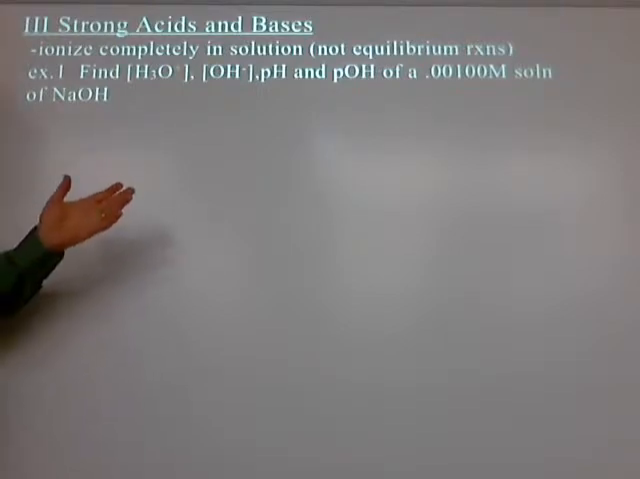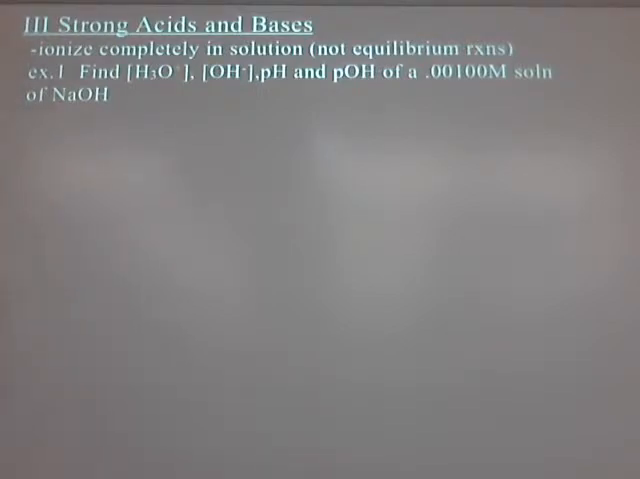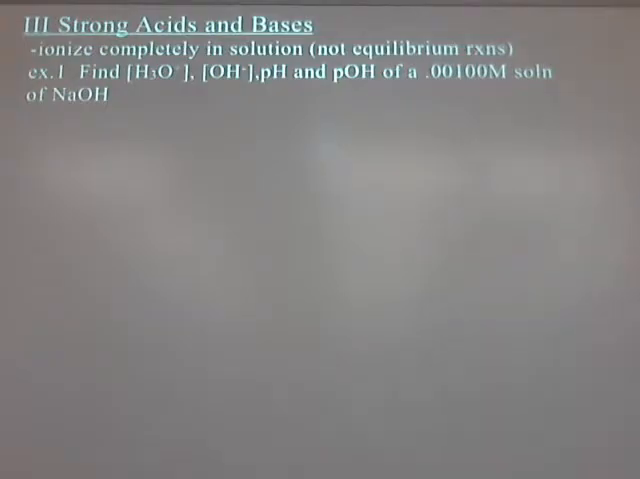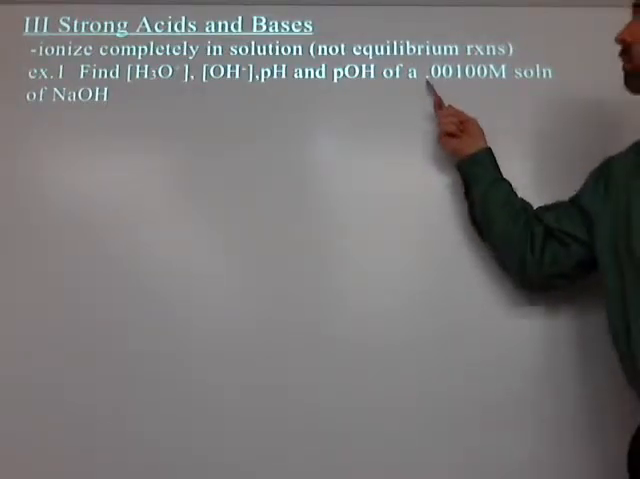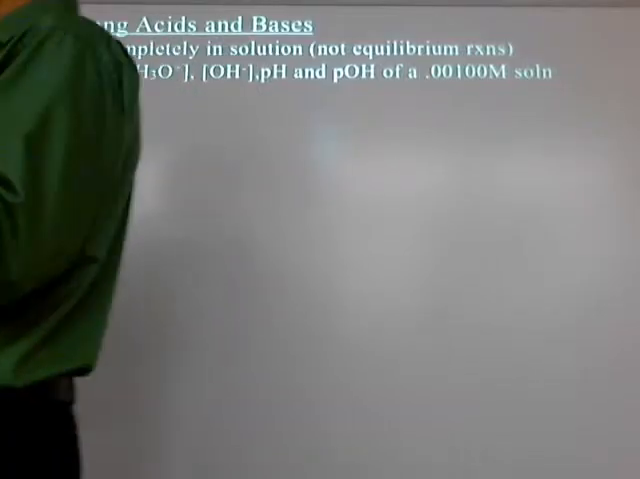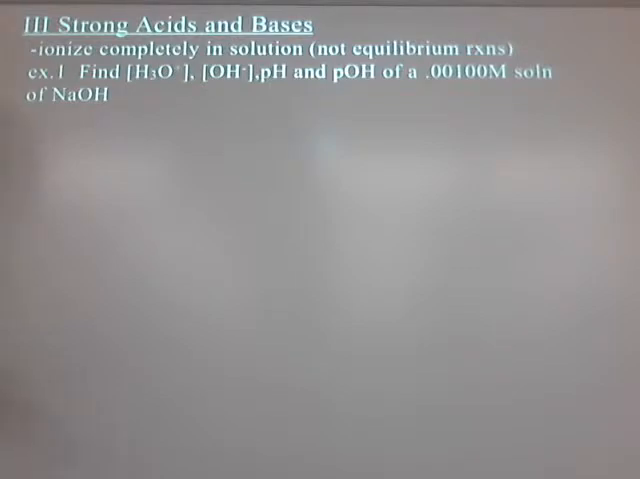So I'm going to ask you to solve for 4 variables here, and so does the book, and so will I on the test. Hydronium, hydroxide, pH, and pOH. And all I do is give you the concentration of the solution. And by the way, we've made these kind of solutions before. We've used sodium hydroxide solutions. You've made them up a bunch of times.